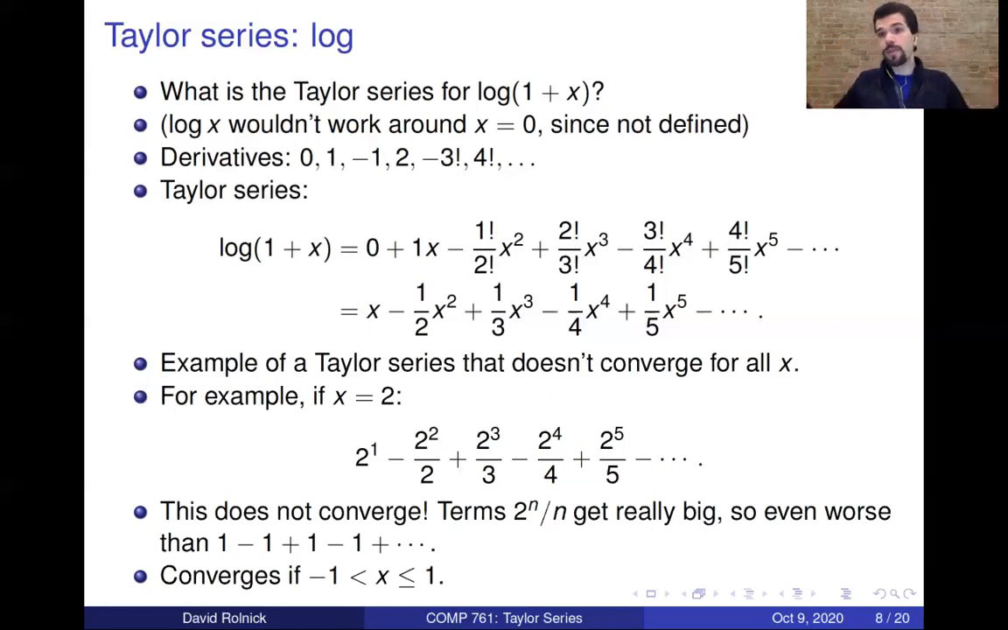The interval of convergence differs between functions. For e to the x, for example, it converged for any x. But here it converges just in this interval. Are there questions?